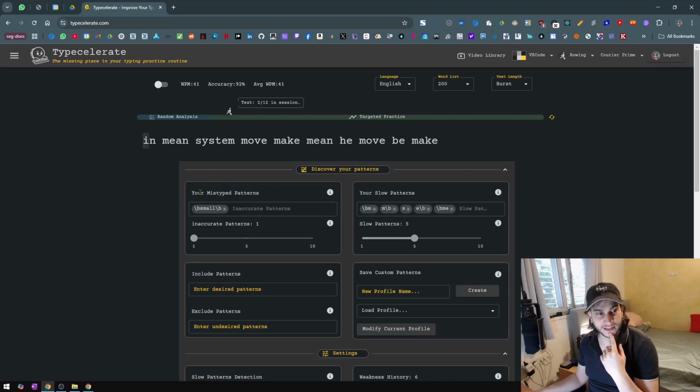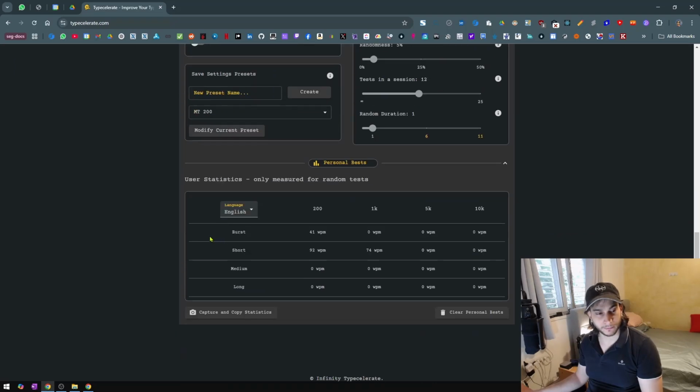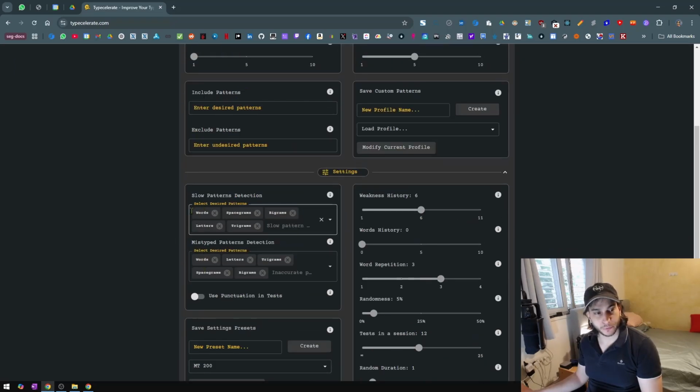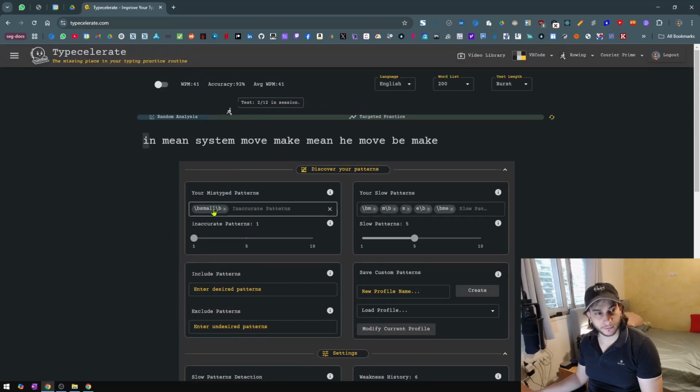On the left side, on the mistype patterns, this is what I consider to be a word, right? So you see here we are collecting words. The word that was collected is small. And the reason we have a \b in the beginning and the end is because that means a word boundary, meaning that this pattern only fits the word small. It wouldn't fit, for example, the word smaller, even though small is a subset of the word smaller, because at the end here we have a word boundary.